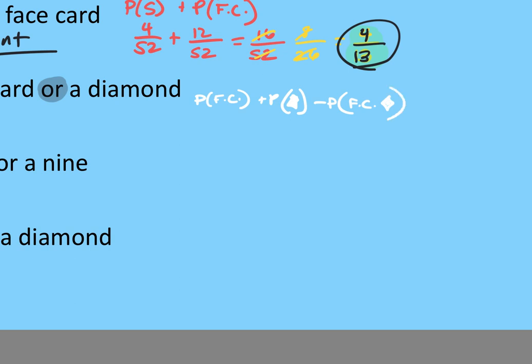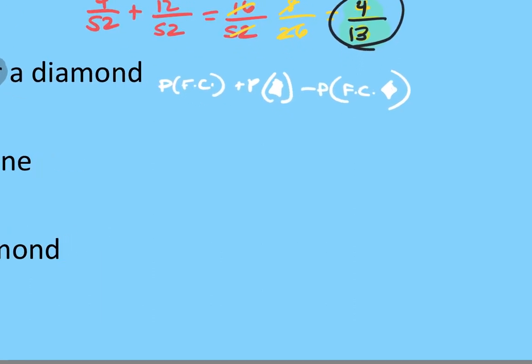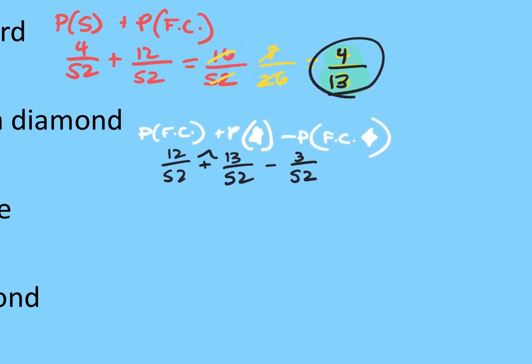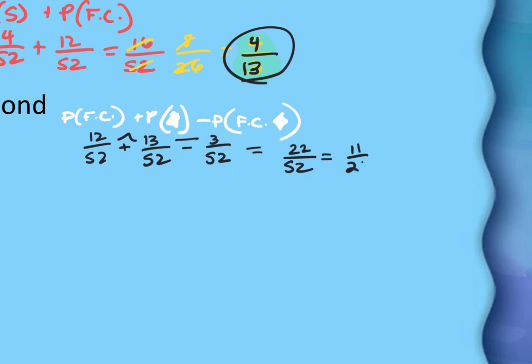I have a question. What is that? It's a diamond. I knew you were going to ask that. What's the probability of picking a face card? We just said, how many face cards are there? 12. 12 out of 52. How many diamonds are there? 13 out of 52. And how many face cards are diamonds? 3. So this is 25 minus 3, which is 22 over 52, which becomes 11 over 26.